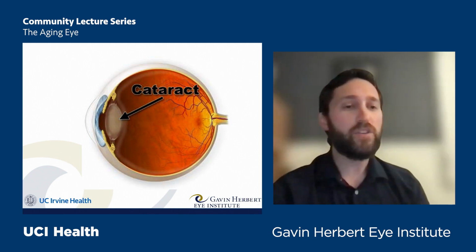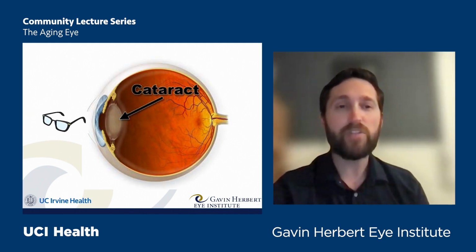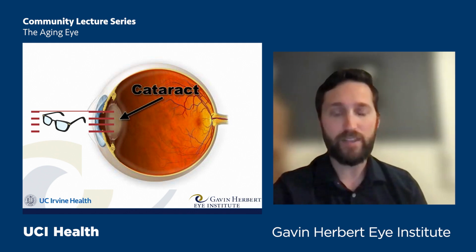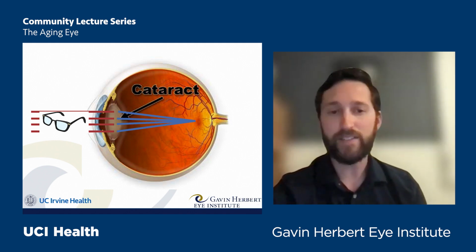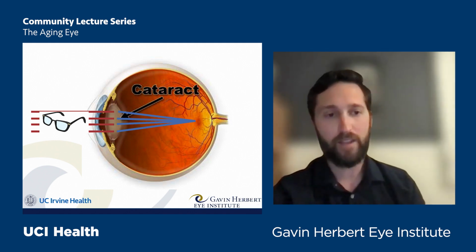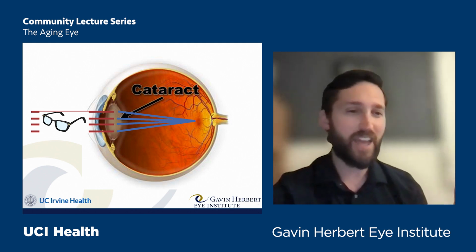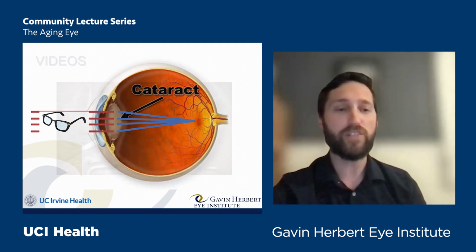One way you can fix a cataract is to simply put glasses in front of the eye. Similar to presbyopia, you can offset the way the lens is not functioning well with glasses, and that works when the cataract is pretty mild. The next slide is going to have a video. Basically, the next thing you can do is cataract surgery.